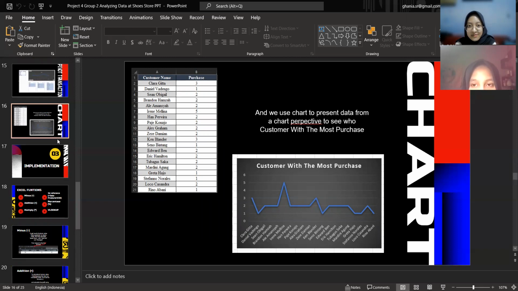Next is chart. We use a chart to present data from a chart perspective to see which customer has the most purchases. The customer with the most purchases is Irene Melina.